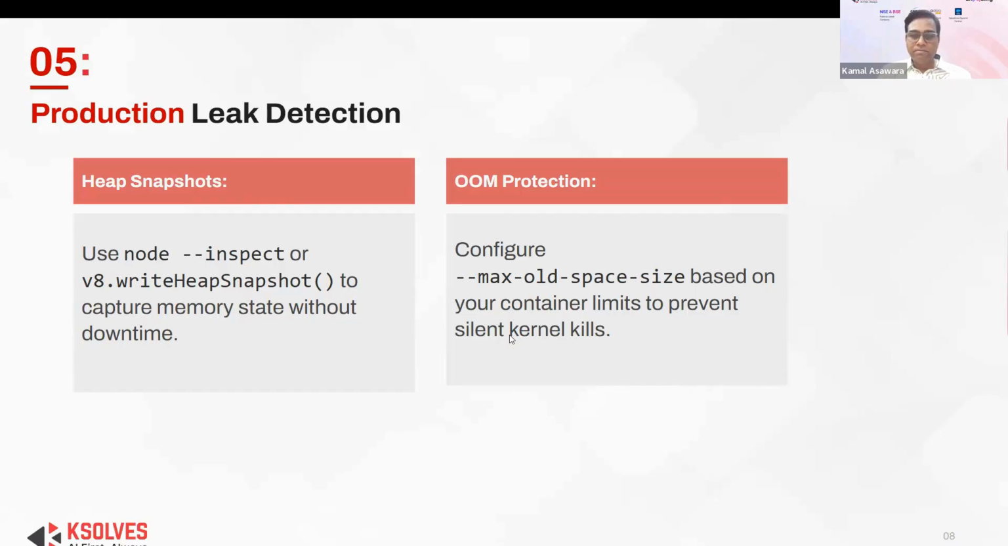And the second thing we can see here is the max-old-space-size flag. You should set it to 70% of your total pod size. So if your pod size is 1 GB, you should set it to around 700 MB. Because if you do not set it, your pod will be killed silently and it will not leave any trace for you, because there will be no memory left.